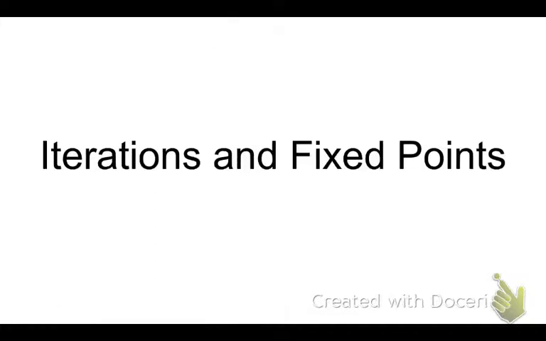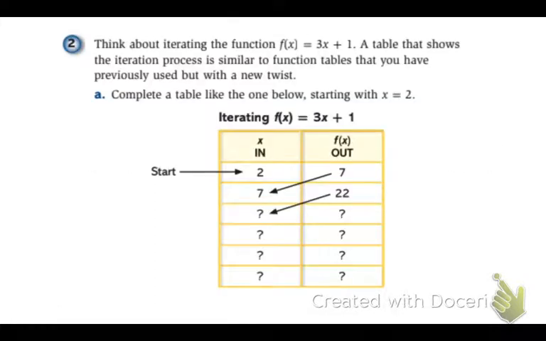So we're going to be looking at iterations and fixed points today. When we iterate a function, we are using the recursion process. If you think about writing a recursive sequence, in order to follow it, I have to know the previous input in order to calculate the next number of the sequence. So we use the same idea with function iteration: my previous output becomes the new input.